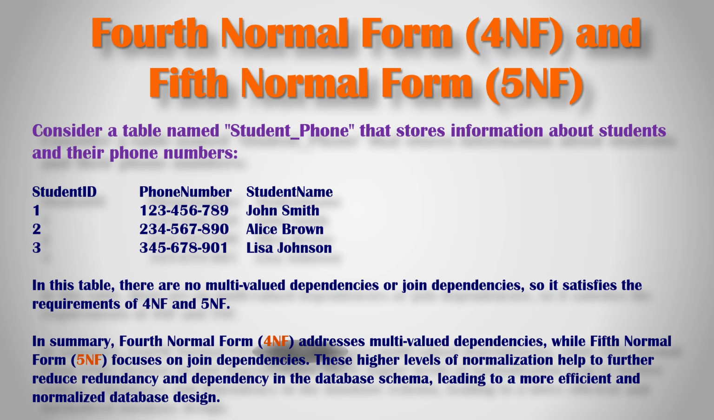In summary, fourth normal form, 4NF, addresses multi-valued dependencies, while fifth normal form, 5NF, focuses on join dependencies. These higher levels of normalization help to further reduce redundancy and dependency in the database schema, leading to a more efficient and normalized database design.